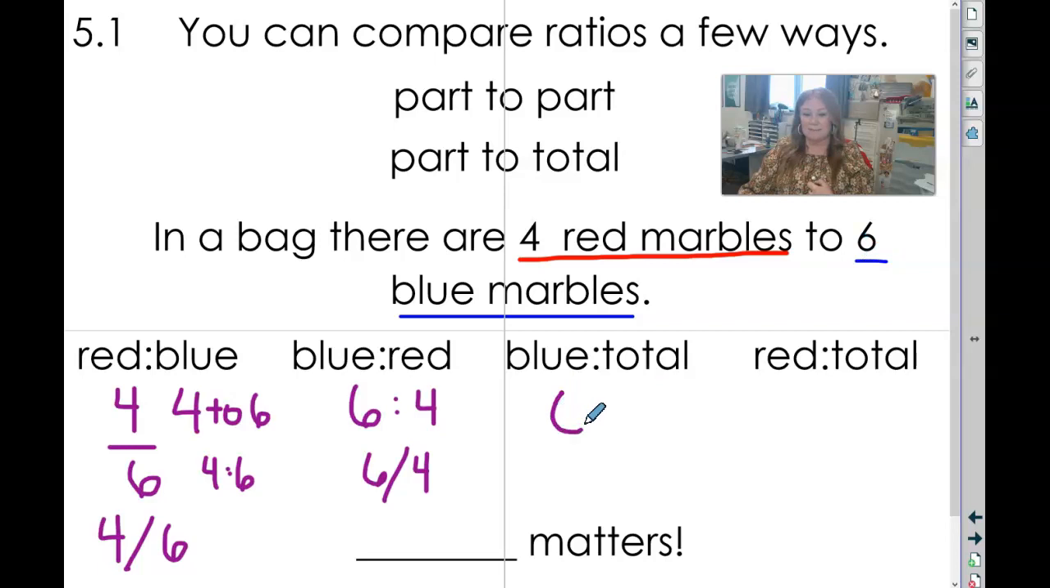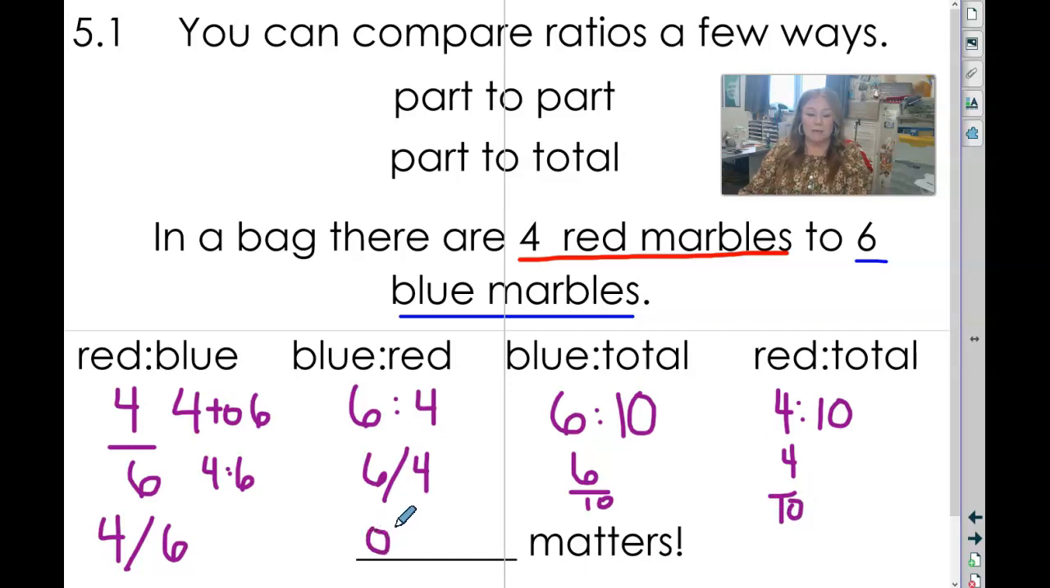Now it wants us to compare blue to the total of the marbles. Blue has 6, and there are 4 red. Putting them together gives us 10 total marbles. So 6 out of the 10 are blue. 6/10 are blue. Now it wants red first. We have 4 red to the total. Again, 4 red, 6 blue. Putting that together, the total is 10. So 4/10 of the marbles are red.